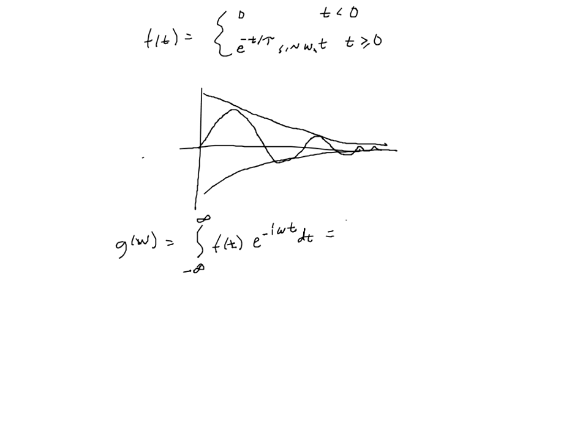We just simply plug in the function, and the function is 0 before t equals 0, so we just go from 0 to infinity. That's e to the minus t over tau, and e to the minus i omega t sine omega naught t dt. Okay? And this is the part where all that stuff we talked about last week about integration comes in.